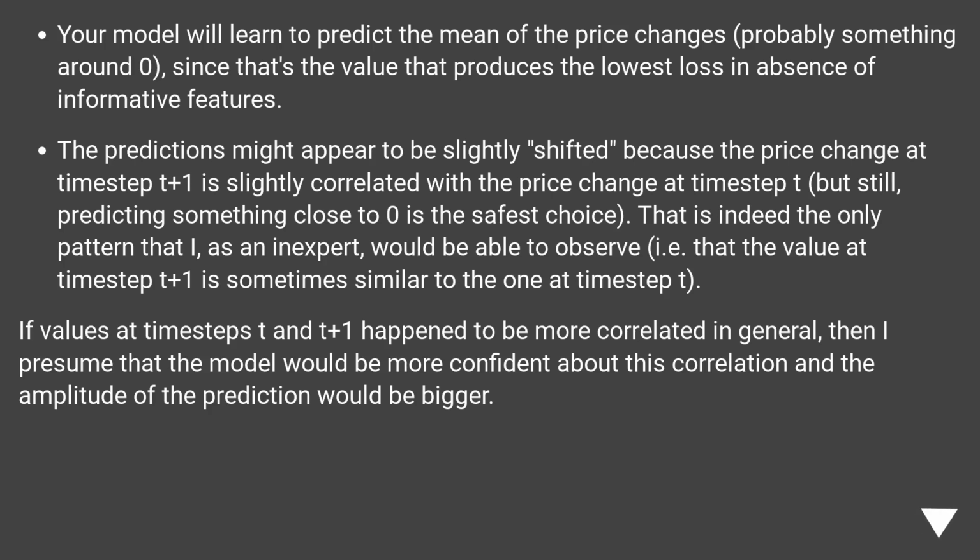That is indeed the only pattern that I, as an inexpert, would be able to observe, i.e. that the value at time step t+1 is sometimes similar to the one at time step t. If values at time steps t and t+1 happen to be more correlated in general, then I presume that the model would be more confident about this correlation and the amplitude of the prediction would be bigger.